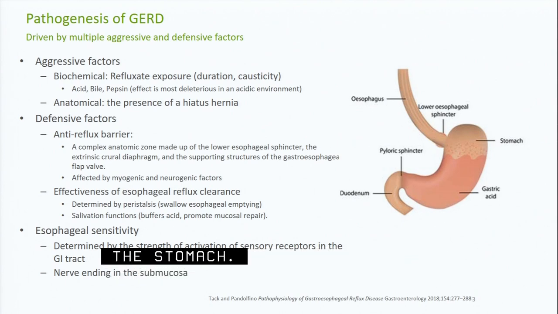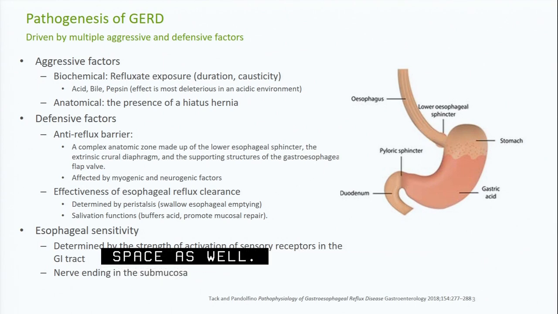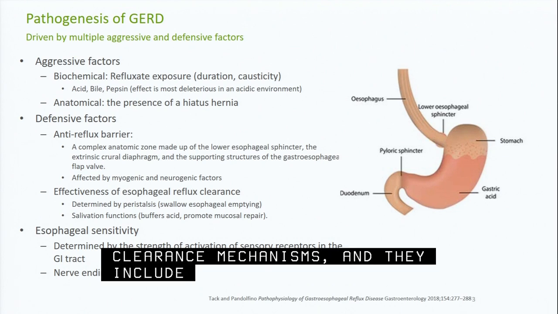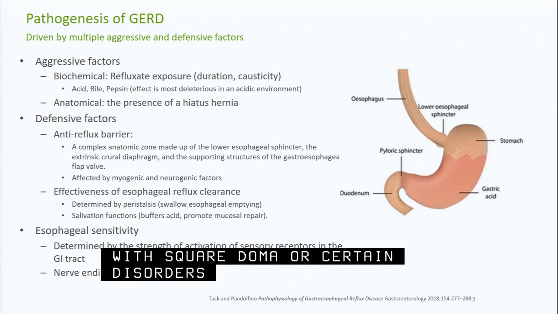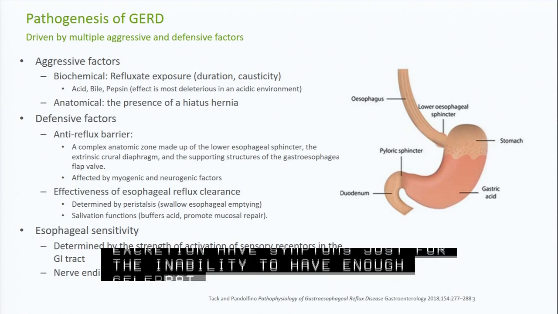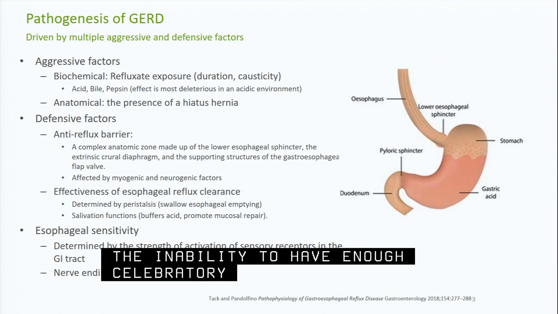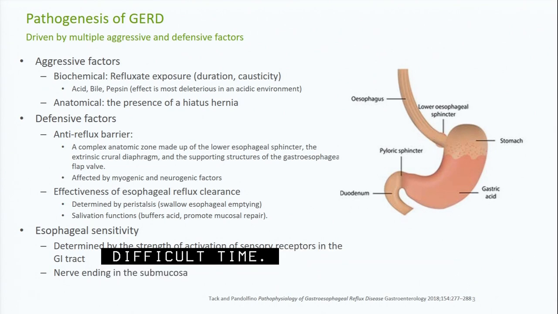In addition, there's esophageal clearance mechanisms, and they include peristalsis and saliva. And interestingly, even patients with scleroderma or certain disorders that inhibit salivary secretion have persistent symptoms just for the inability to have enough salivary content to neutralize the gastric contents that reflux, and they have a more difficult time with gastroesophageal reflux. And in addition, there's a component of esophageal sensitivity. Clearly, some people have a more sensitive esophagus than others.